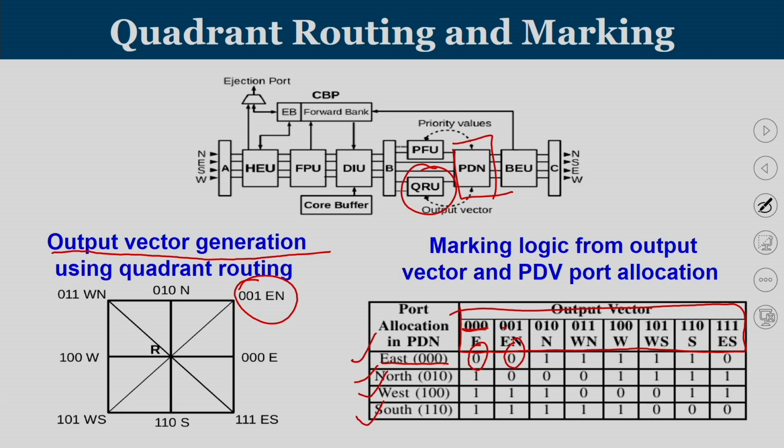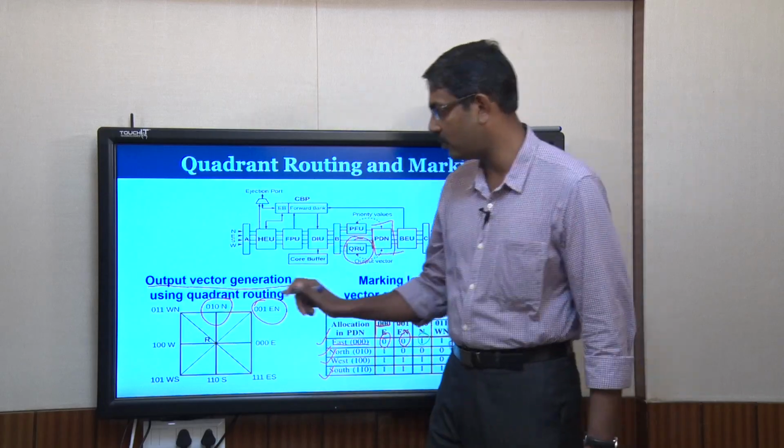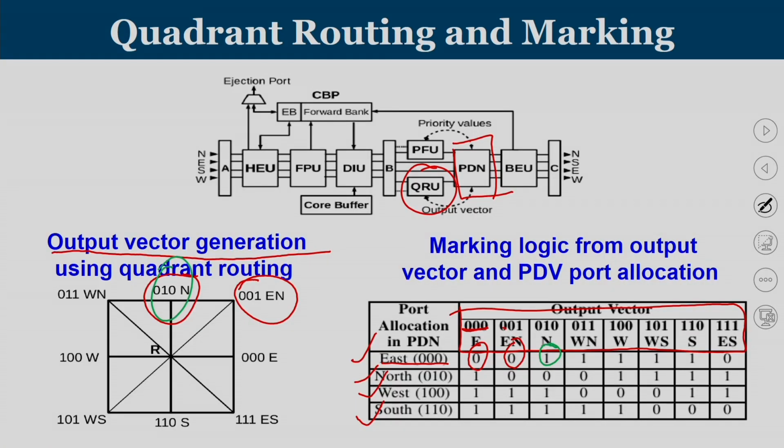Now, the third scenario: let us assume a flit's output vector is 0, 1, 0. When a flit's output vector is 0, 1, 0, that means the destination is exactly north of the flit. Now, the PDN is allocating 0, 0, 0. So, when the output port assigned to the flit is east, but its quadrant vector is 0, 1, 0, that means it needed exactly north. 0, 1, 0 means exactly north is what I am looking for, but what I got is east. So, in that case the flit is not in a productive direction. That is why it is marked as 1.